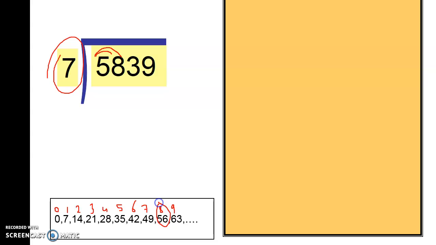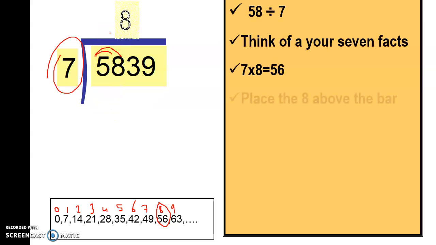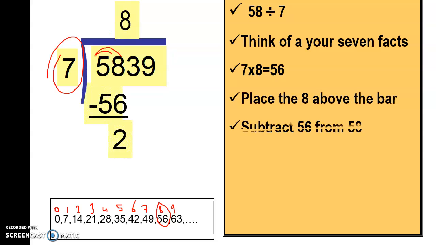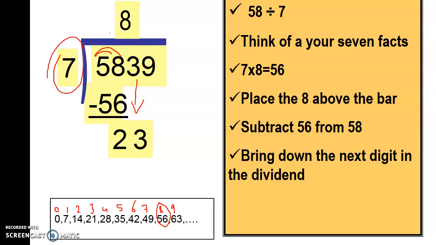It's 56. So we have to place, start from up, down, up, down. So I will write 8 up and 56 where? Down. When we choose the closest number, I will subtract both numbers. 8 minus 6, how much? It's 2. Before I choose the closest number, we must bring down 3. Bring it down. Now the number is 23.